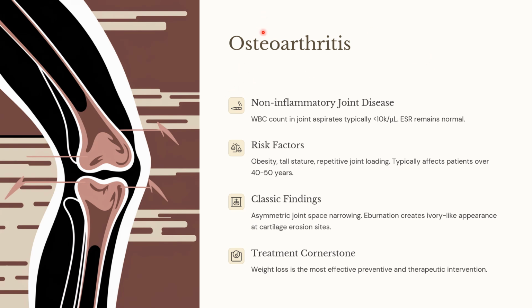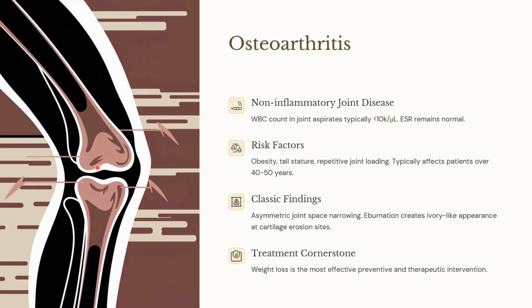Here I need to stress that even though it is called osteoarthritis, it is not an inflammatory disease. We all know that anything which ends with itis is an inflammatory disease, right? But this is a non-inflammatory joint disease. So what causes this? This is because of repetitive joint loading. There happens a degeneration in the joints, so this is basically a degenerative joint disease. Since it is non-inflammatory, there will not be elevated white blood cells and the ESR will also be normal.